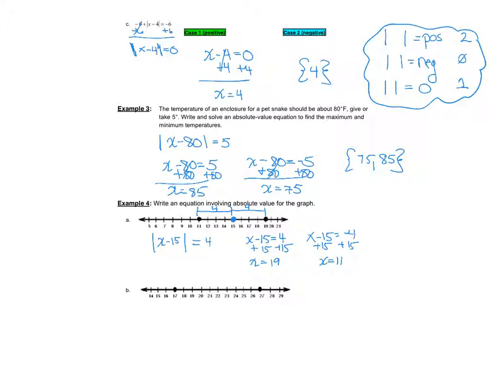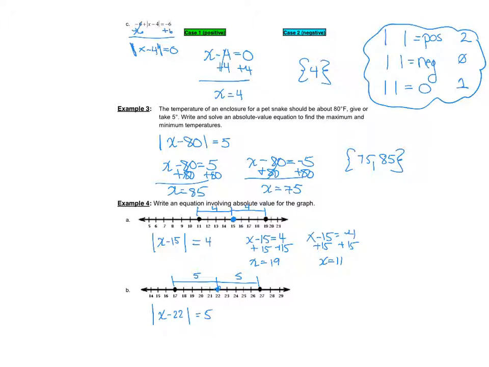So try example 4b, knowing that, pause it, and then I'll show you how to do it. Okay, so I found my middle number, which was 22, and I see that this is give or take 5. So my absolute value is going to be equal to 5, and I'm going to have x minus 22 in order to find my max and min number.